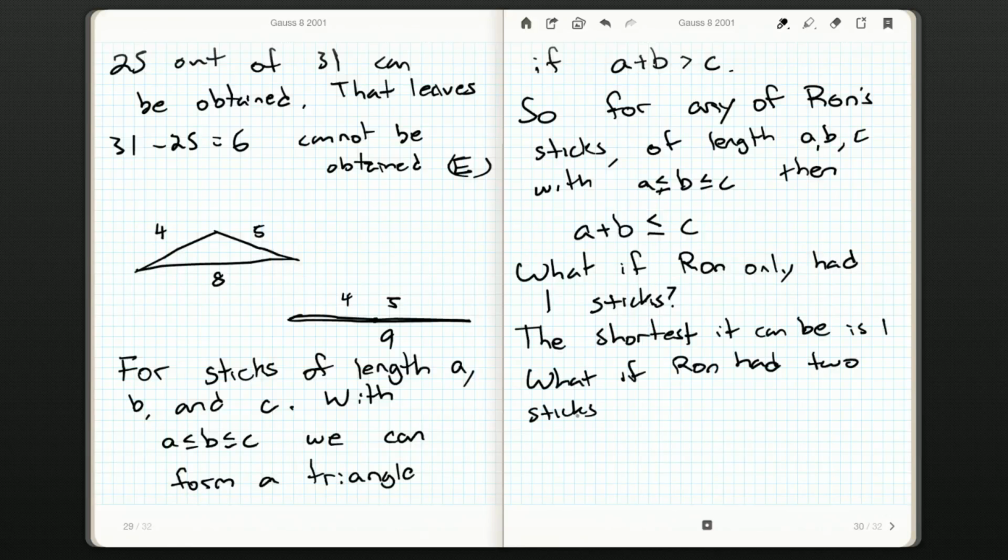Well, 2 sticks won't form a triangle, so we don't even need to worry about that. What's the shortest the longest one could be? Well, there's no reason they can't both be 1, so both of the 2 sticks can be length 1.